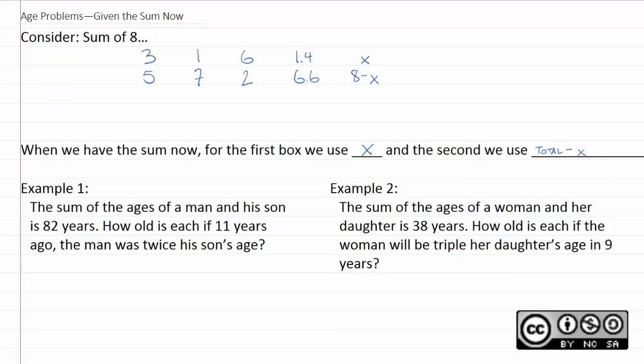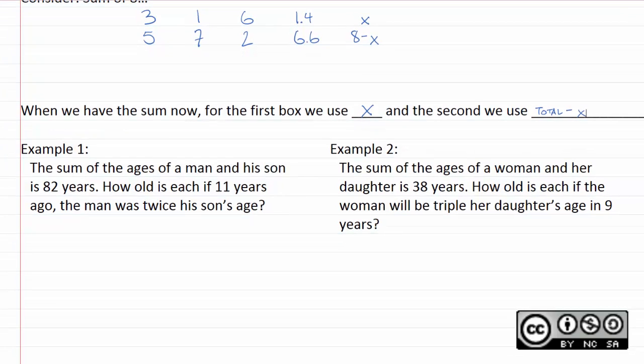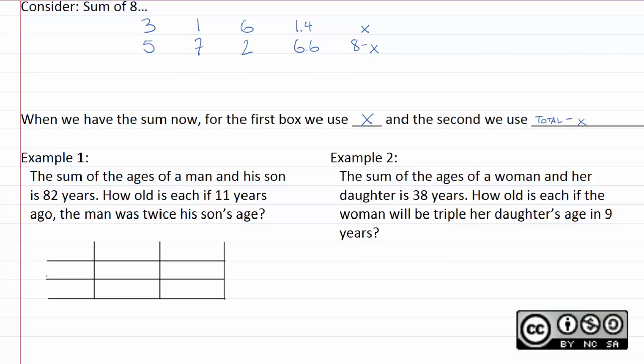So for example 1 down here, it says the sum of the ages of a man and the son is 82 years. How old is each if 11 years ago the man was twice his son's age? So let's begin by making our table. So we're looking at the man and his son. And we're looking now, and we'll be looking 11 years into the past. So you may want to put minus 11 up here so you don't forget.